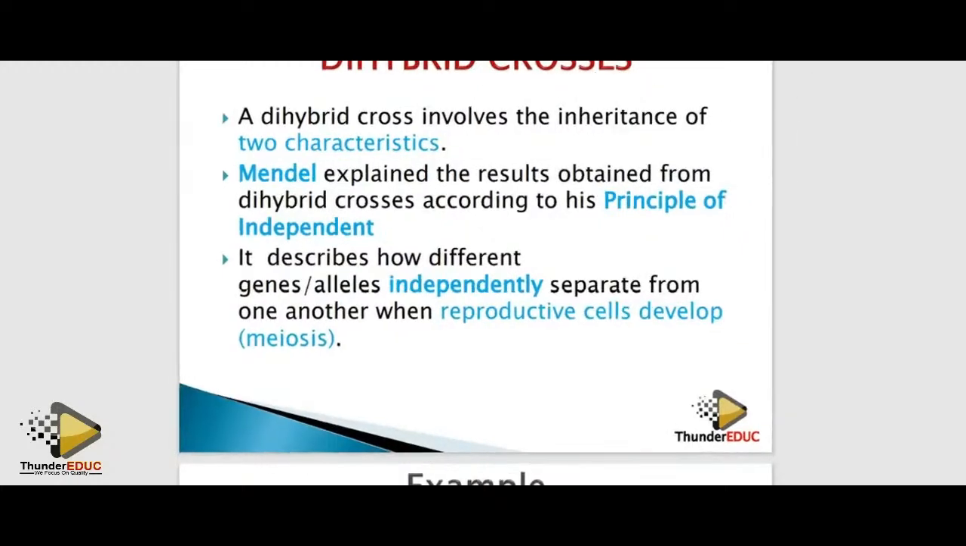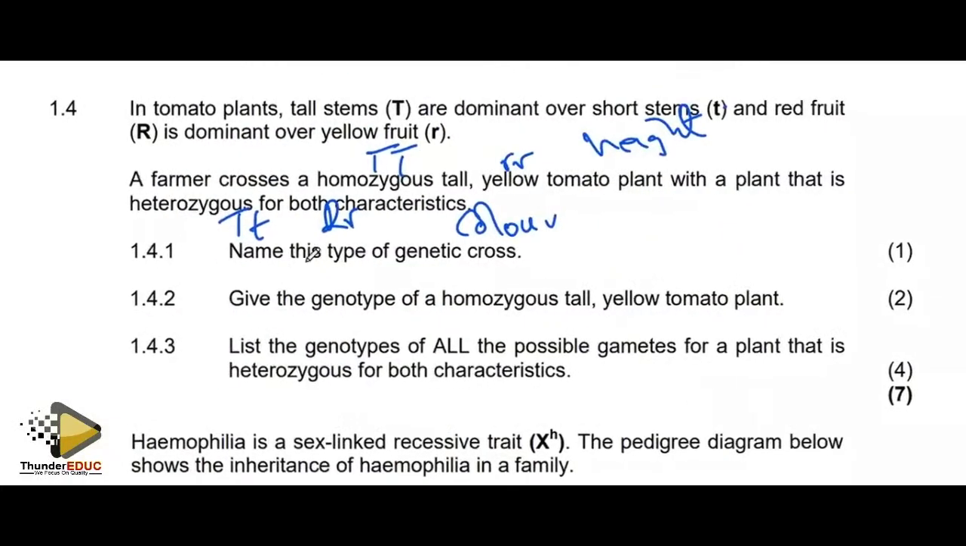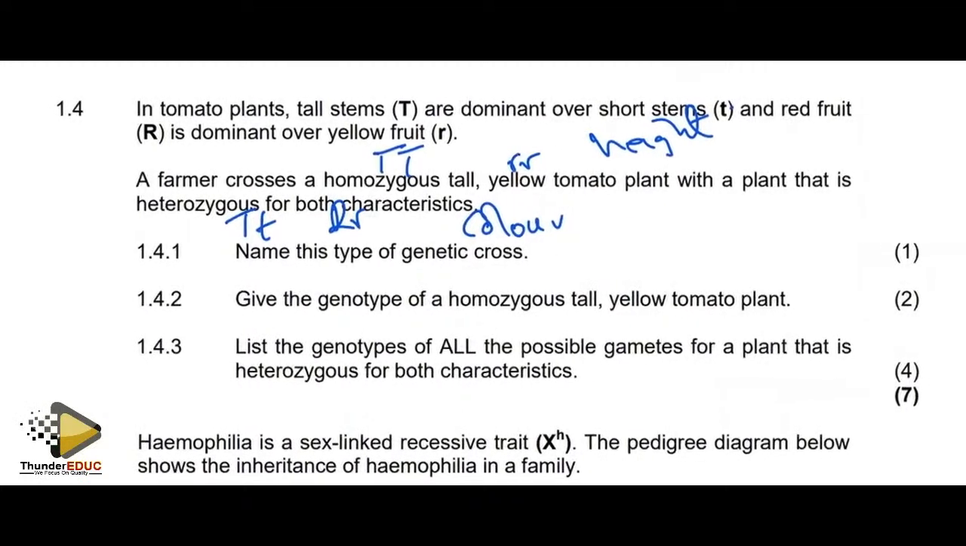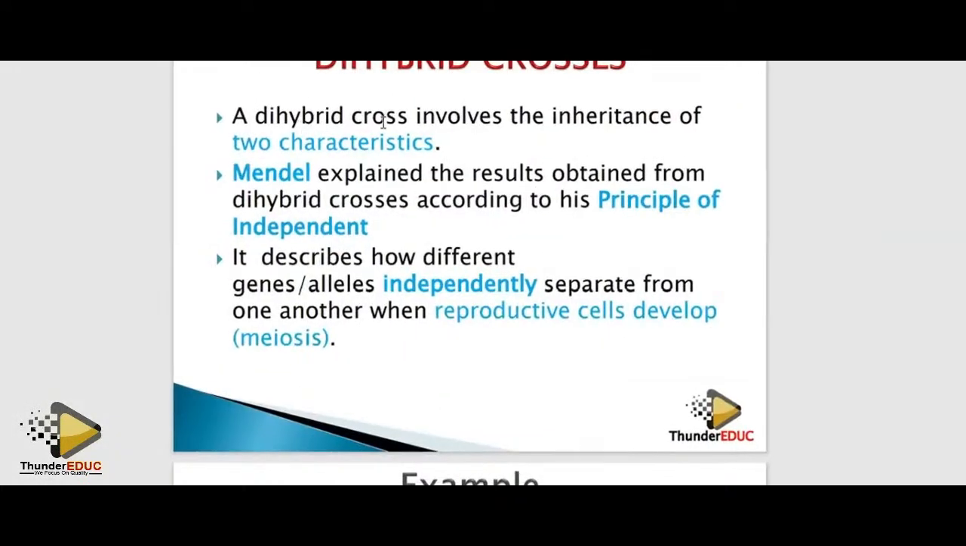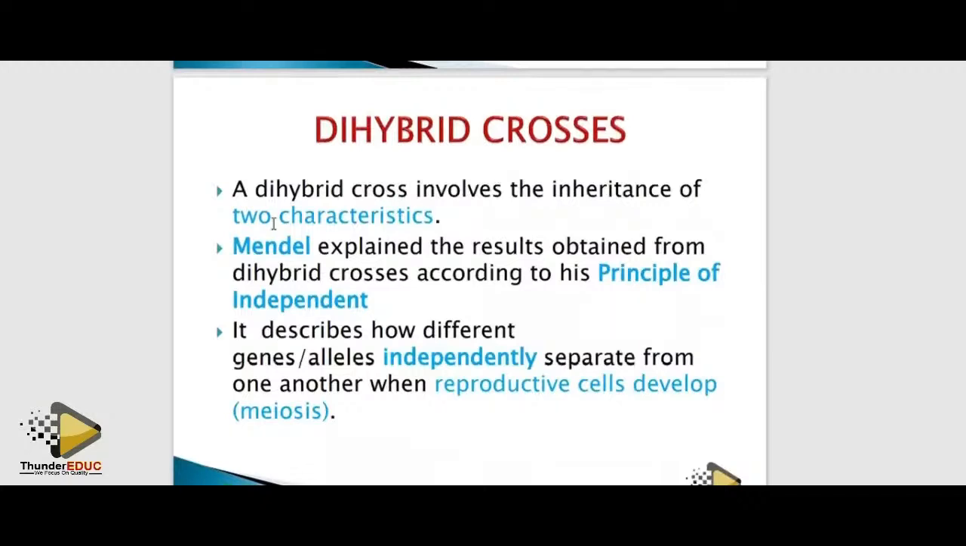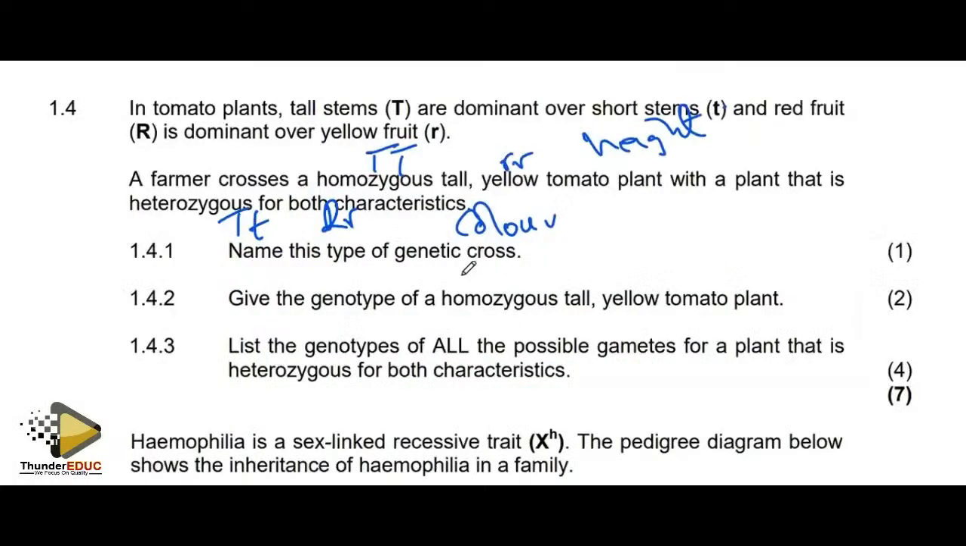So here we see that you have height and color, two characteristics. So we're saying that a dihybrid cross is a cross which involves two characteristics. And then they're saying give the genotype of a homozygous tall and yellow plant. We have seen homozygous tall, which is capital T, and then yellow, which is recessive. We said it here is recessive, so it's going to be small.